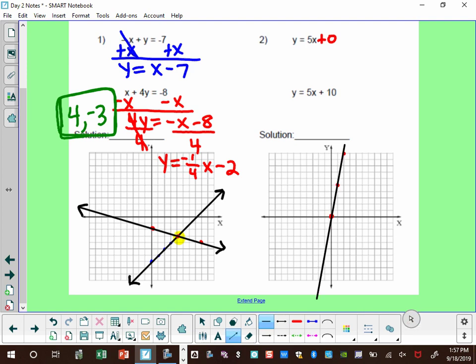Are you guys understanding where these numbers are coming from? Like our slope numbers. In this case, my slope was 5 because that's the number before x. My b, my y-intercept, was 0. So that's where I started. That's where I began.